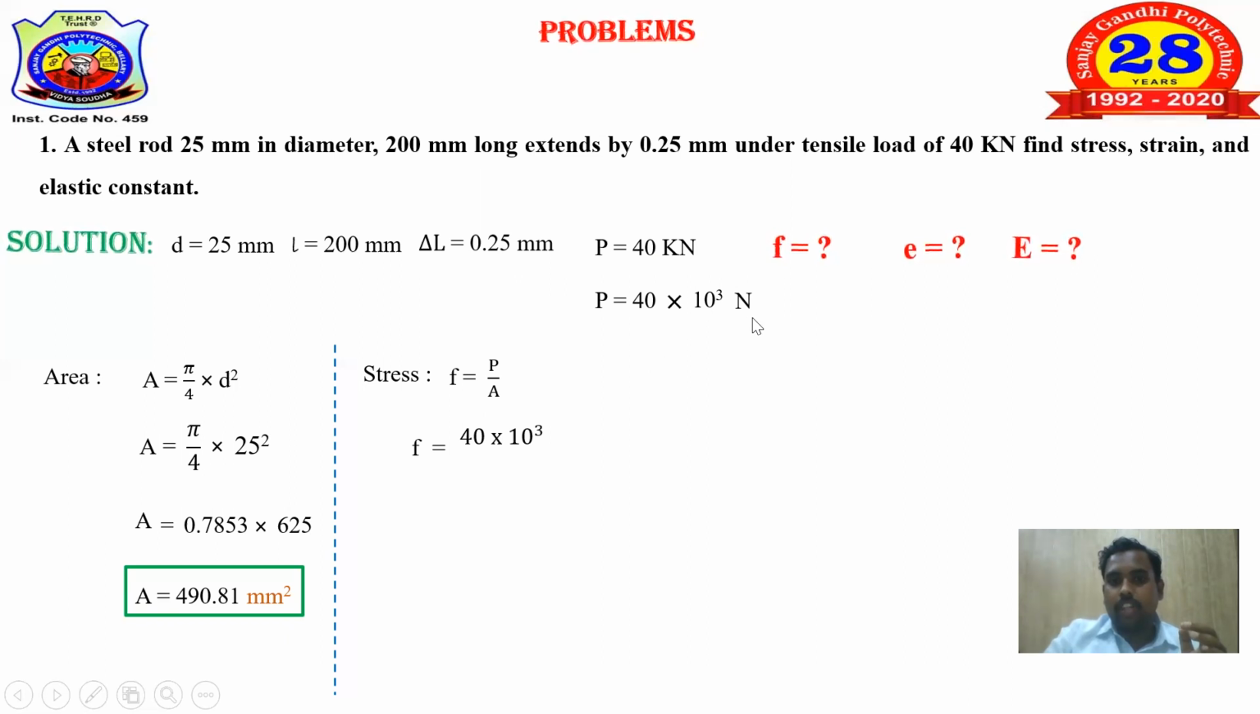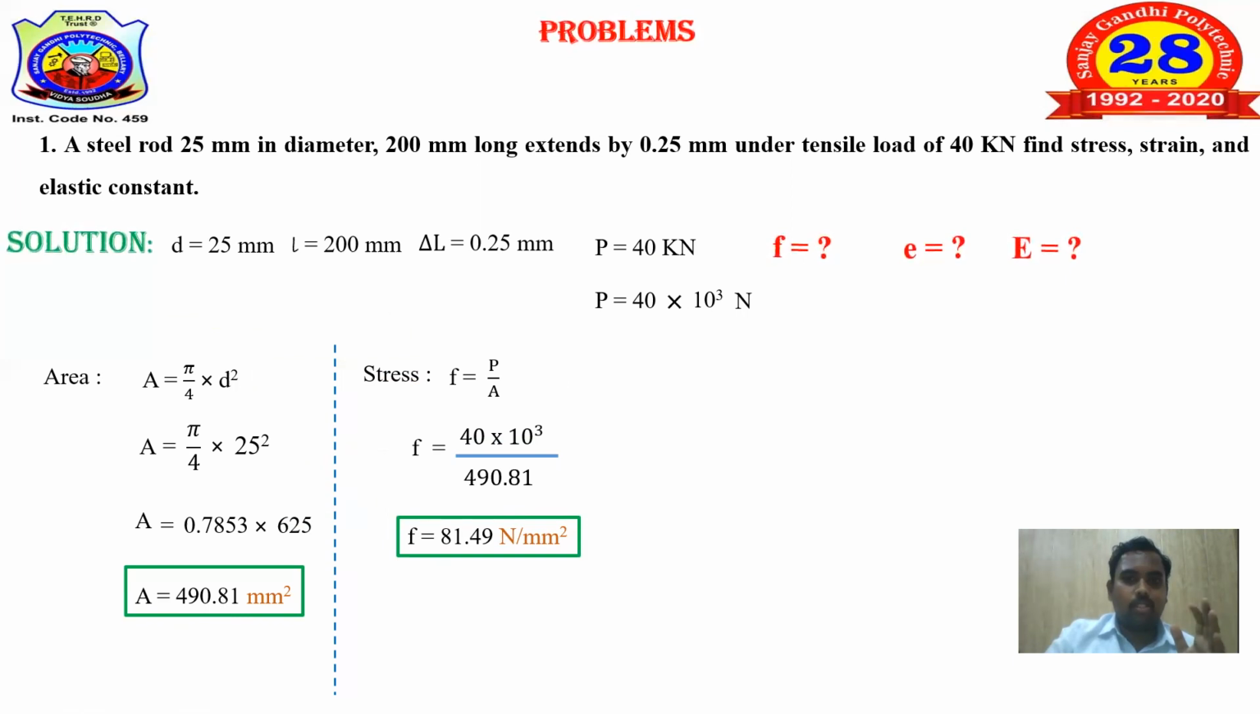So P is nothing but 40 into 10 power 3 divided by A, which is nothing but area. Area is 490.81. So with the help of a calculator on calculation, we get the value of stress F equals 81.49 Newton per mm square. Newton per mm square is a unit of stress. It's one of the very important units. Okay, students, is it clear?